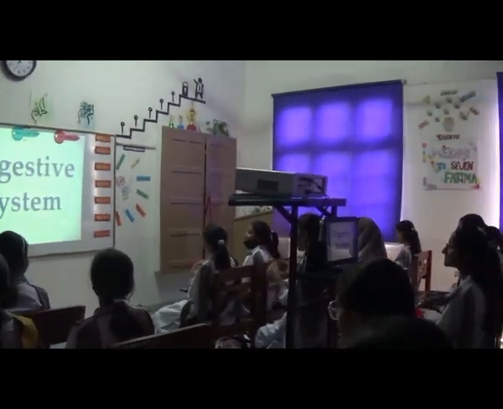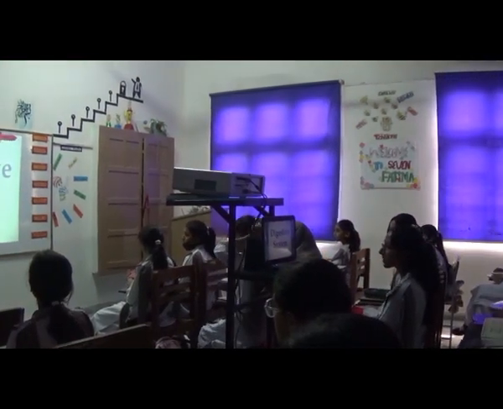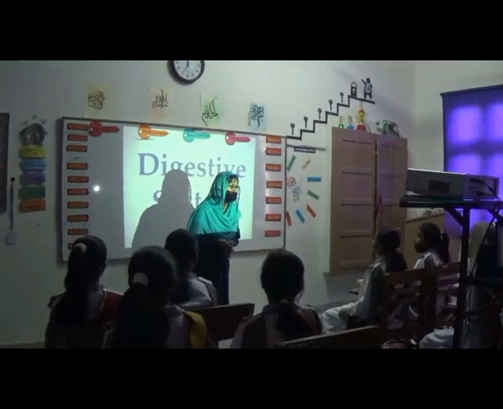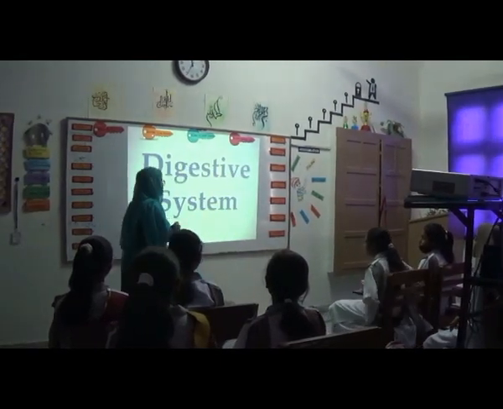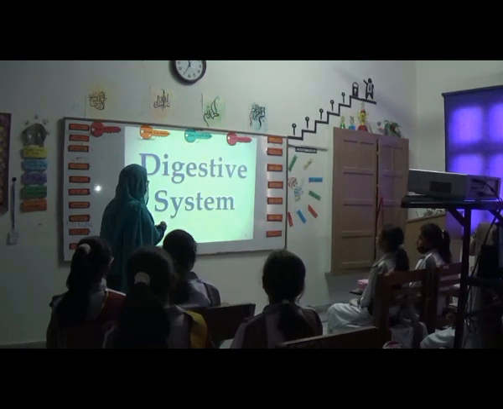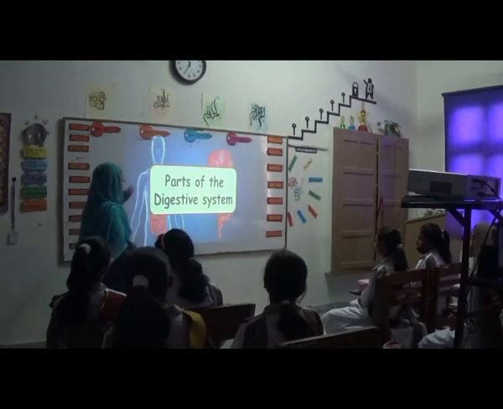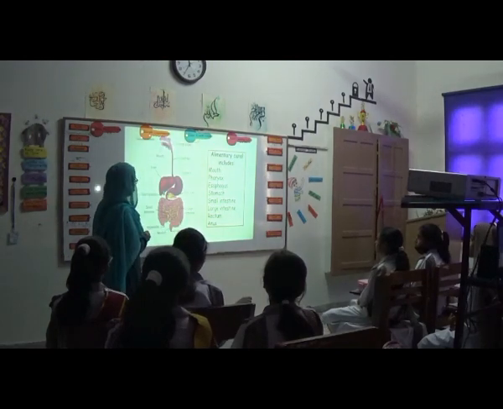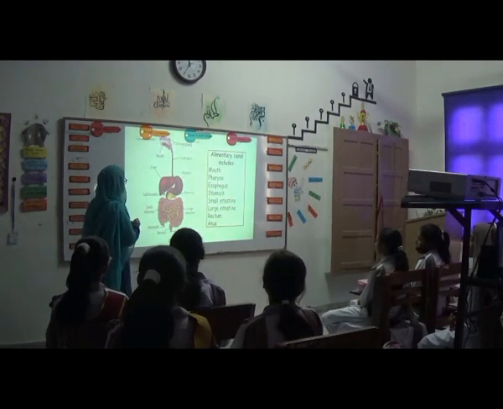We already learned about different systems. Nervous system, already learned. Yes. Circulatory system. Yes. Today we are learning about the digestive system. Okay. Now start from the parts of the digestive system. There are different parts. It starts from the mouth.